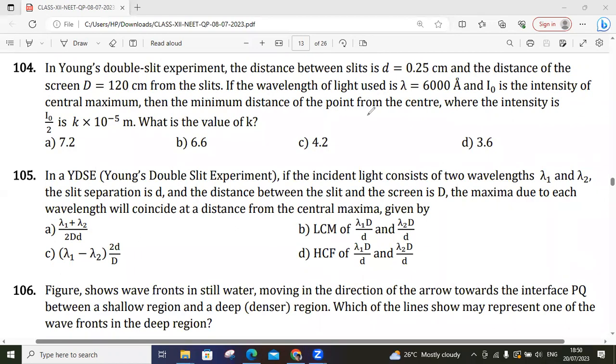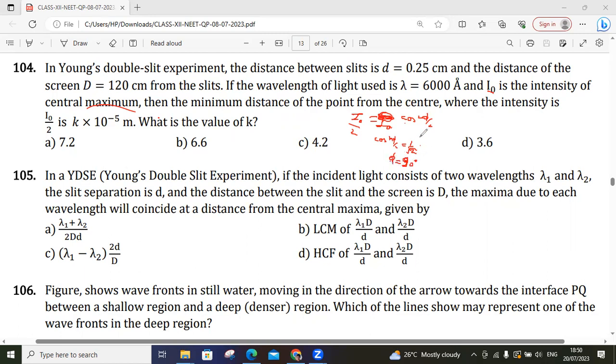So intensity is I naught by 2, right? And I naught is the central maximum intensity. So we have I is equal to 4 I naught cos square phi by 2. But actually, 4 I naught is given as I naught here. So now they are telling this is I naught by 2. So I naught cancels, we get 1 by 2. So cos square phi by 2 is 1 by 2. That is, cos phi by 2 is 1 by root 2. This is 45 degree. So phi by 2 is 45 degree, phi is equal to 90 degree.